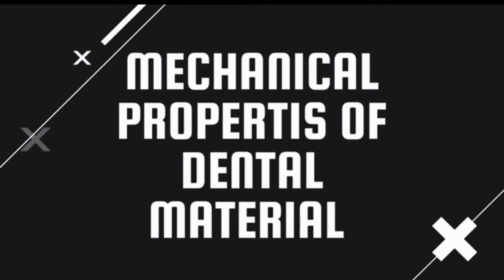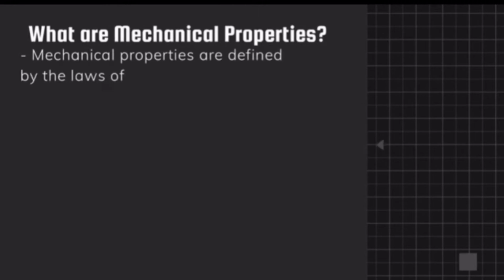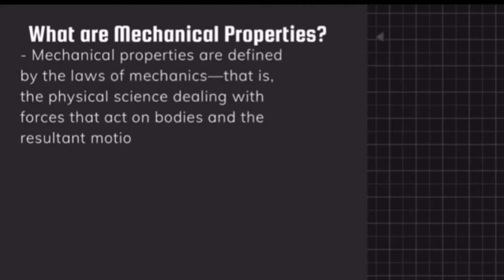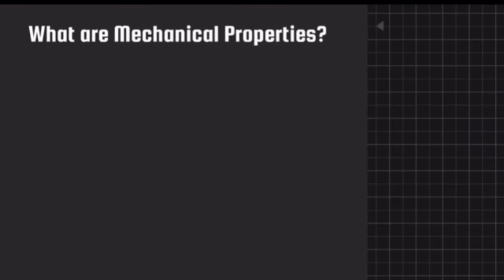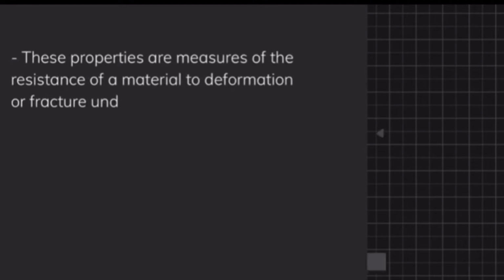Mechanical property of dental material. Mechanical properties are defined by the laws of mechanics, that is, the physical science dealing with forces that act on bodies and the resultant motion, deformation, or stresses that those bodies experience. These properties are measures of the resistance of a material to deformation or fracture under an applied force.